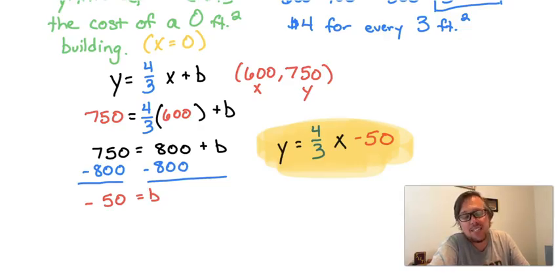The slope means that it costs $4 for every 3 square feet that I add on after that. So this is the equation in slope-intercept form that will tell me, based on the number of square feet I want, how much I can expect to pay for a certain size, I don't know why I keep saying apartment, for a certain size building for my business.